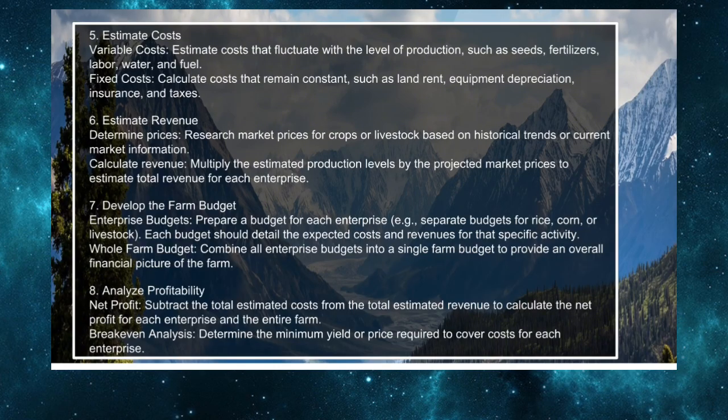Farm planning step 8. Analyze profitability. We look at how profitability is analyzed. The farmer calculates the net profit by subtracting total costs from total revenue. This shows whether the enterprise or the entire farm plan is financially successful.